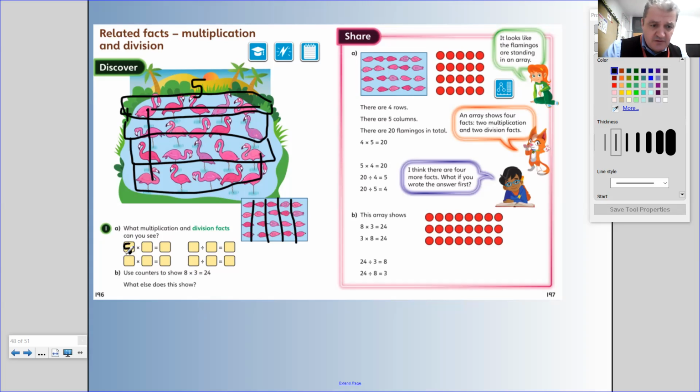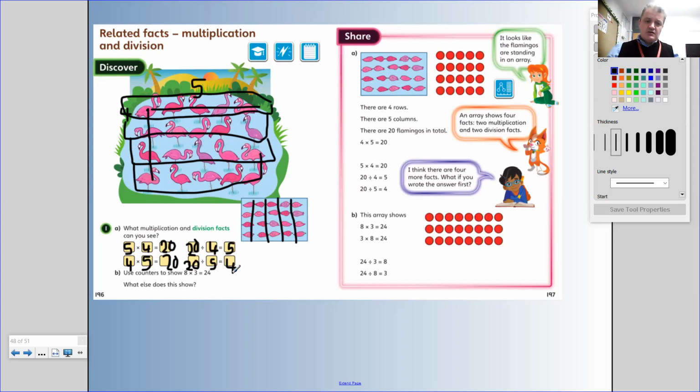Therefore, 5 lots of 4 equals, and I've got 4 lots of 5 equals. So I've got the same amount of flamingos whichever way we count, whether we count in columns or rows, or group them in 4s or group them in 5s. We still have the same amount: 20. There are 20 flamingos. If we've got 5 groups of 4, 20 divided by 4, so if we count them in groups of 4, we're going to have 5 groups. 20 divided into groups of 5, we're going to have 4 groups of 5.